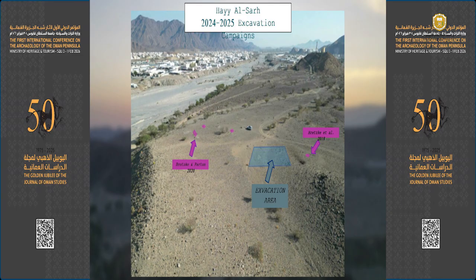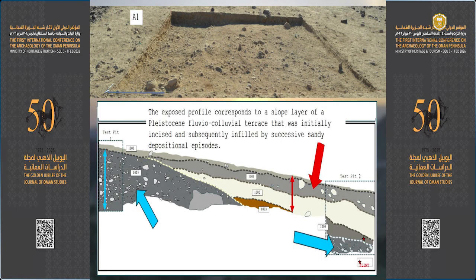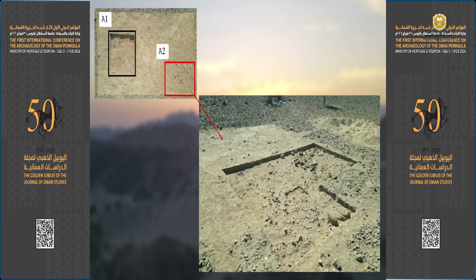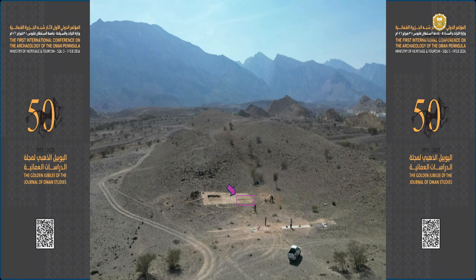In the first trench we opened, we realized that this Pleistocene terrace was maybe incised, forming a slope, and then the slope was filled by sandy sediment. And in the eastern corner of this trench, we found some lithics inside the sandy deposit. So we opened another area more east of the first one, and in this one we started finding a larger amount of lithics and some structure. So here you can see the situation in 2024.